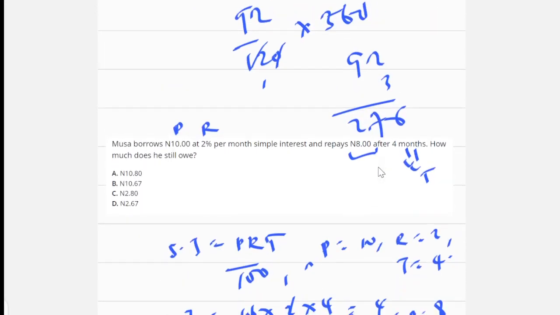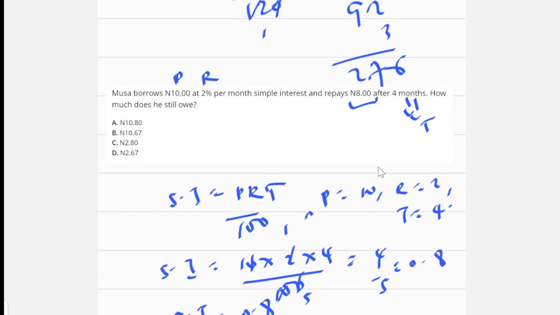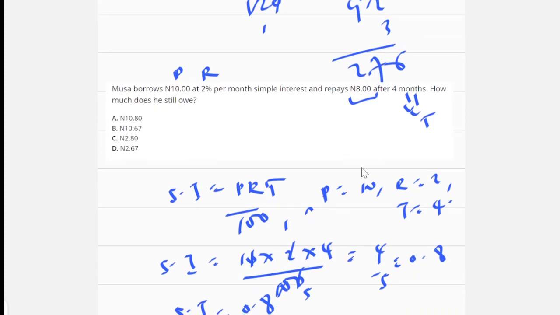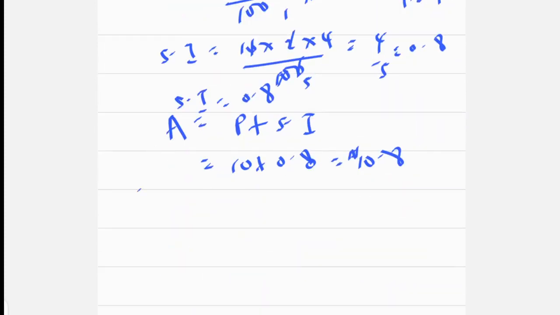Yeah, they put naira. So the question asks us to find how much he owes if he repays 8 naira back. So now he repays 8 naira. It means out of the total debt, he repays 8 naira out of it. Then how much is the debt? How much does he owe left?